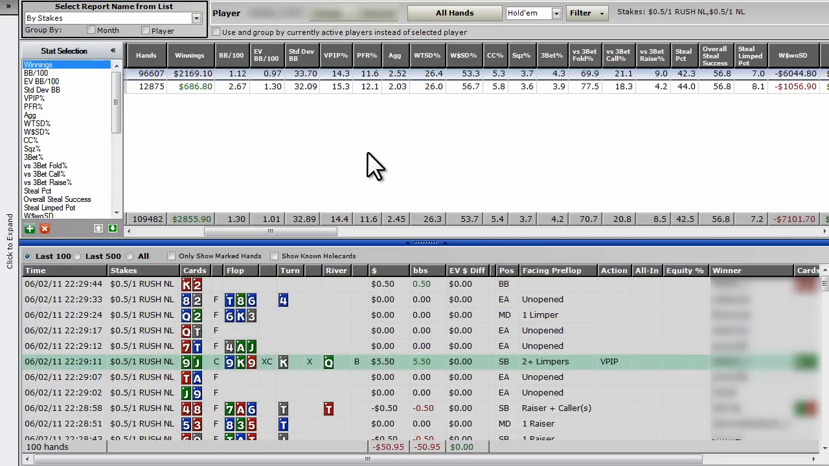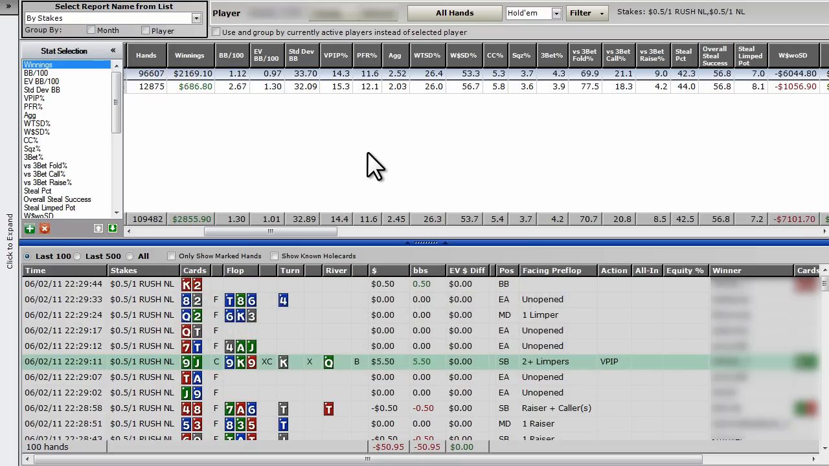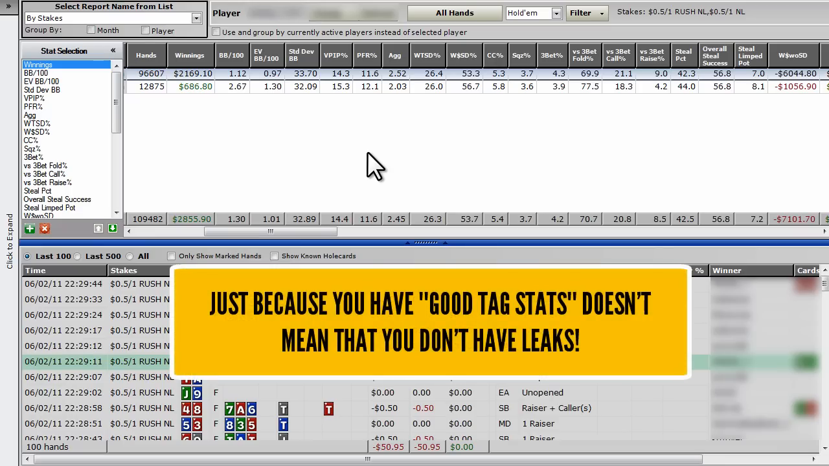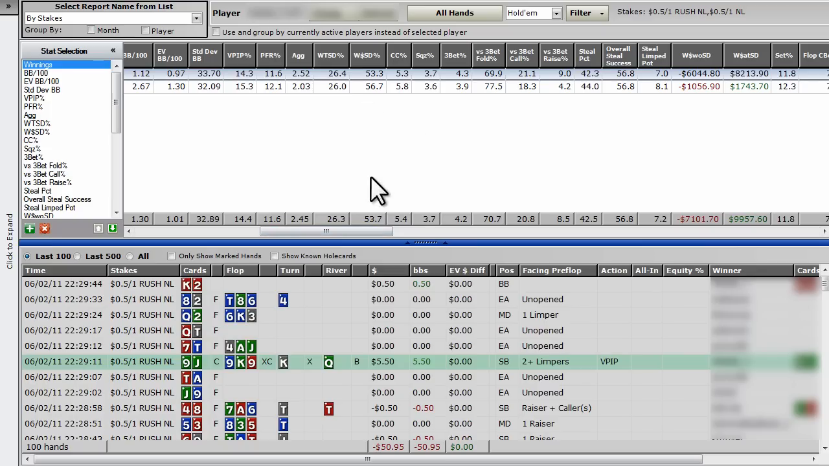And sometimes I'll look through something like this and I'll say, okay, you should probably tighten up a little bit. Other times I'll say, well, there's not a tremendous amount of leakage, but I think you're leaking by not taking more situations, such as good steals or good three bets or whatever it be. So keep that in mind. Just because you are running quote-unquote good TAG numbers doesn't necessarily mean that you're running it the best you possibly can.